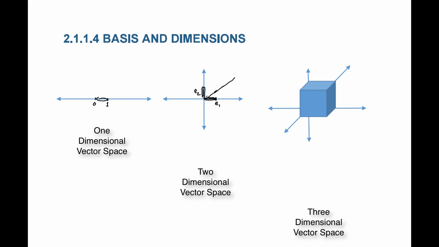Similarly, in R3, if I call this vector E1, this vector E2, and this vector E3, everything in the space can be written as a linear combination of these three vectors. Any vector in R3 has a component in E1 plus a component in E2 plus a component in E3, where E1 is (1, 0, 0), E2 is (0, 1, 0), and E3 is (0, 0, 1).